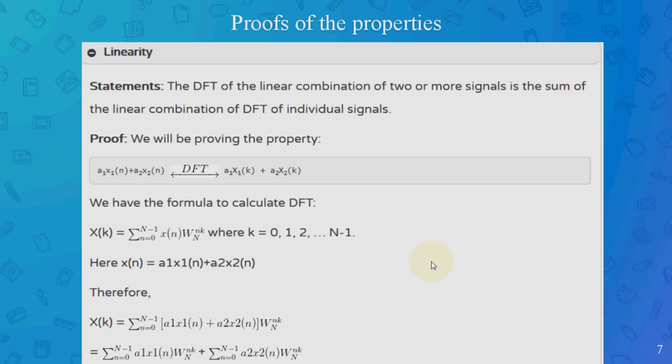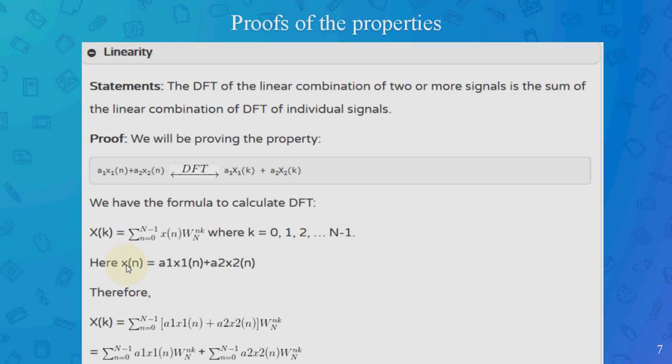Its DFT will become A1 X1 of k plus A2 X2 of k. So use the DFT formula with the twiddle factor. X of k is equal to summation n equals 0 to N minus 1 x of n W_N to the power nk, that is, k is equal to 0, 1 up to N minus 1. Here x of n is equal to A1 x1 of n plus A2 x2 of n.